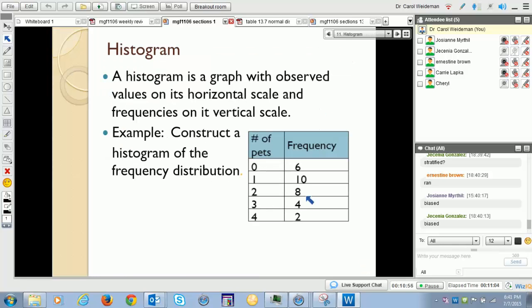So here they did a survey and they asked, I think this was based on families, how many pets they had. So in that survey, 6 families said we have no pets. 10 families said we have 1 pet. 8 families said we have 2 pets. 4 families said we have 3 pets, and then 2 families had 4 pets.